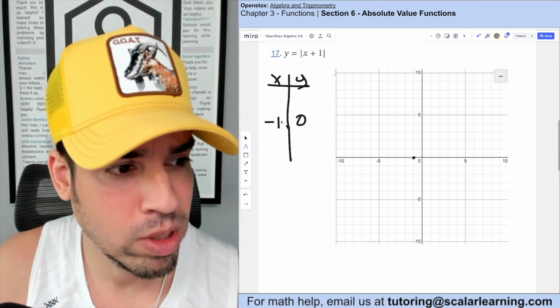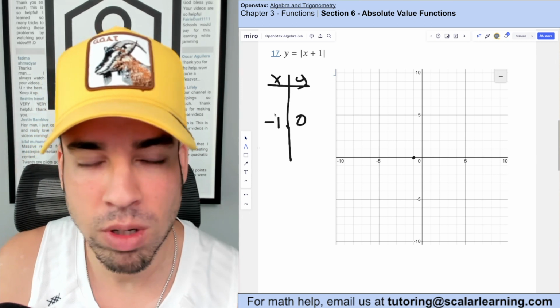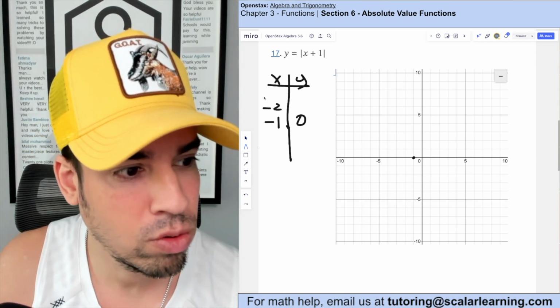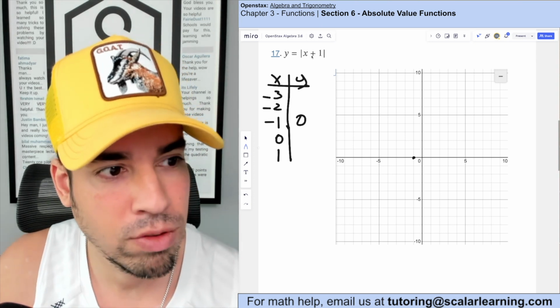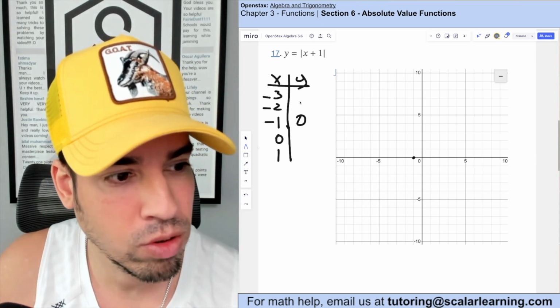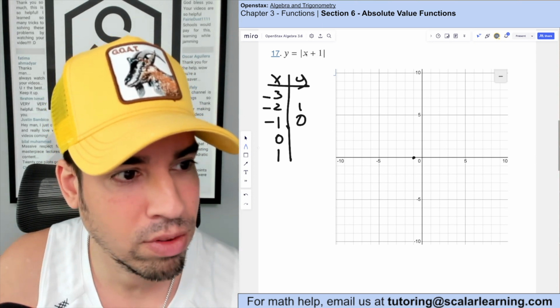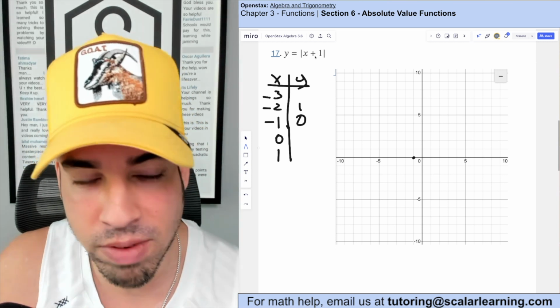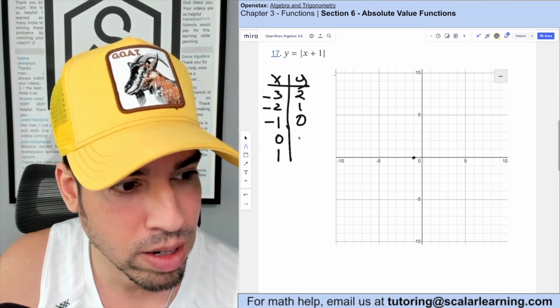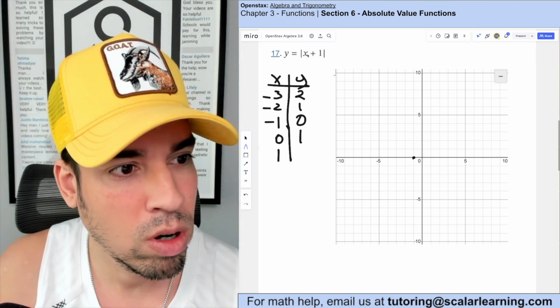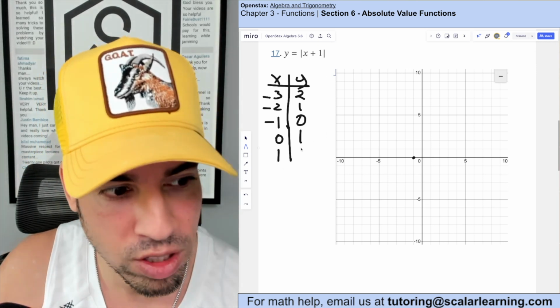Now we can choose points to the left and right of -1 to complete the graph. So I'm going to choose -2 and -3. I'm also going to choose 0 and 1. So plug in -2. -2 plus 1 is -1. Absolute value of that is +1. -3 plus 1 is -2. Absolute value of that is +2. Plugging in 0, 0 plus 1 is 1. Absolute value of that is 1. And 1 plus 1 is 2. Absolute value of 2 is just 2.